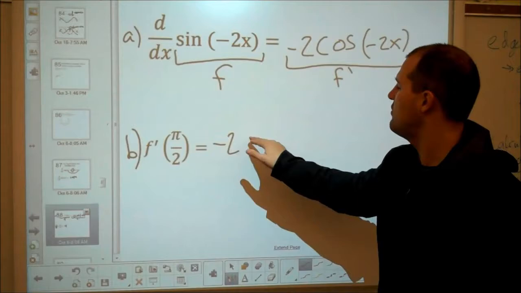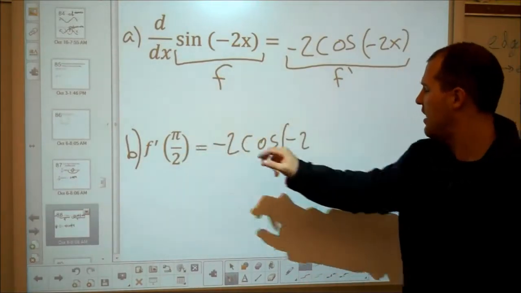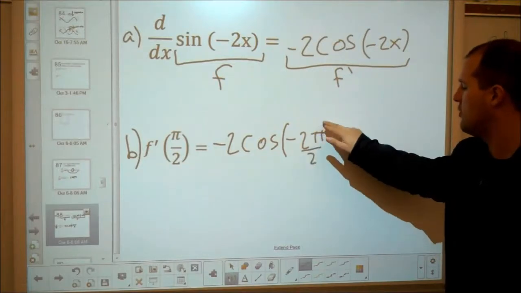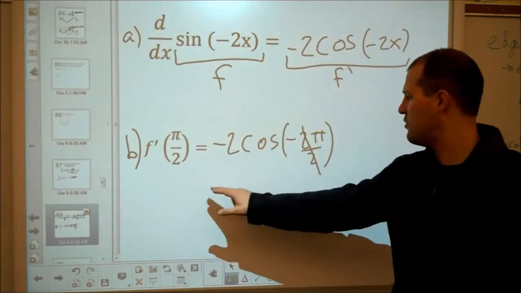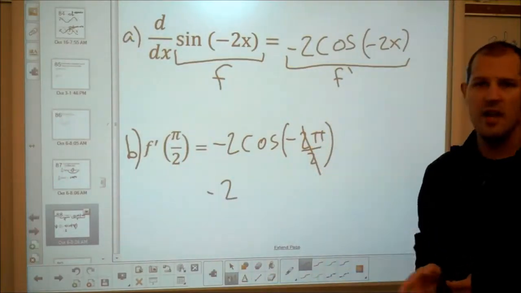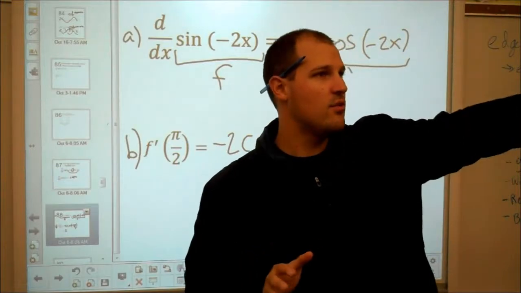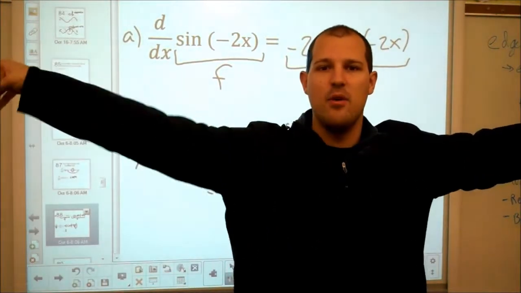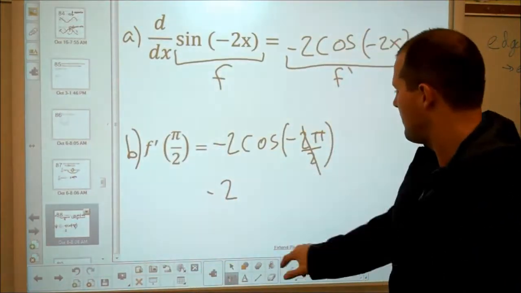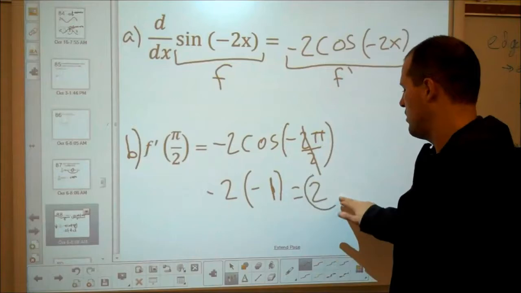So we get negative 2 cosine of negative 2 times x, that'd be pi over 2. Alright, the 2's cancel. So I have negative 2 times the cosine of negative pi. Think about where negative pi is. Okay, unit circle. 0's over there. Negative pi means we're going the wrong way, and so negative pi would be over there. Cosine's an x value, so that's negative 1. Negative 2 times negative 1 is 2.